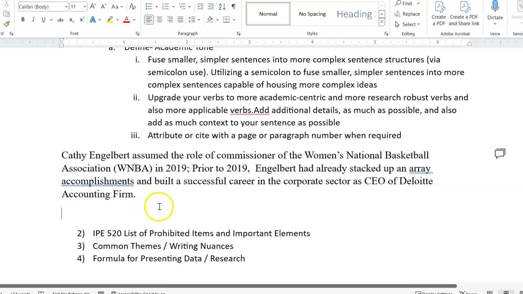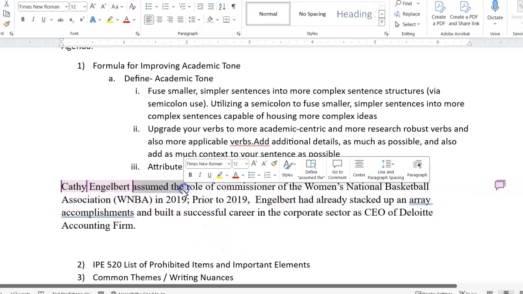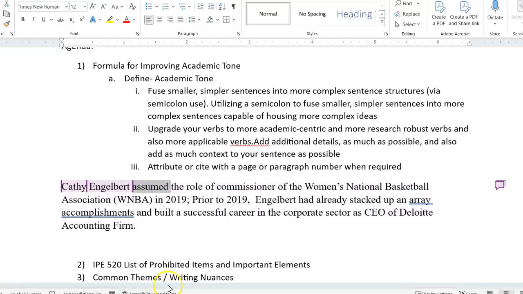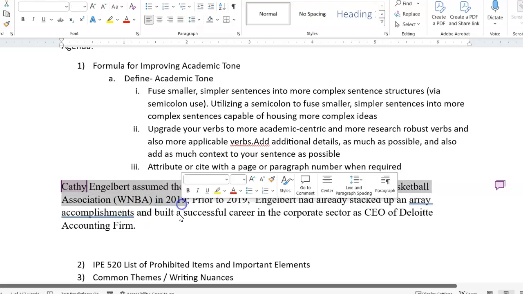So Kathy Engelbert assumed the role of commissioner of the Women's National Basketball Association. This first portion here, we changed it from the original. Instead of "became commissioner," we upgraded the verbiage through step two of this formula, upgrading primary verbs to more research-centric or academically robust verbs. We changed it to "assumed the role" instead of "became the commissioner." So we already did that here in 2019.